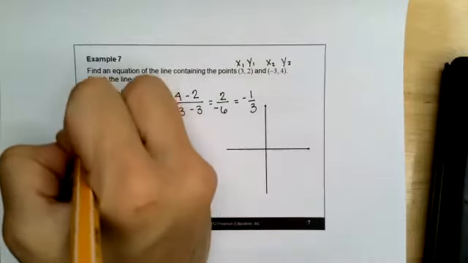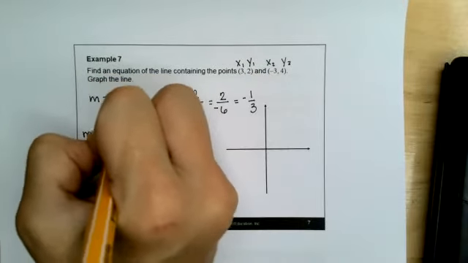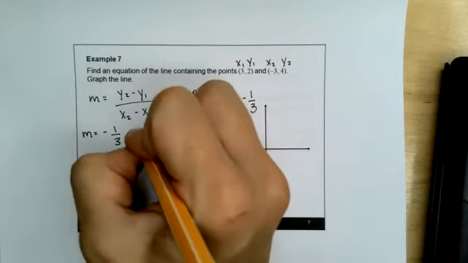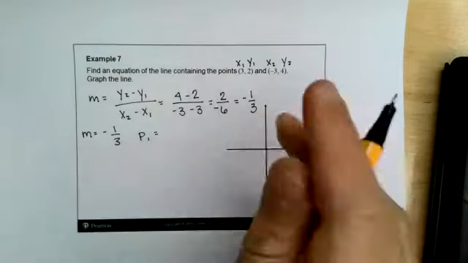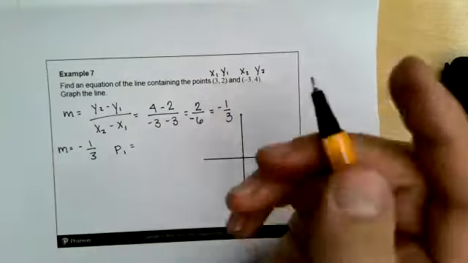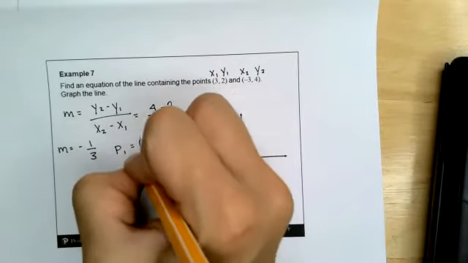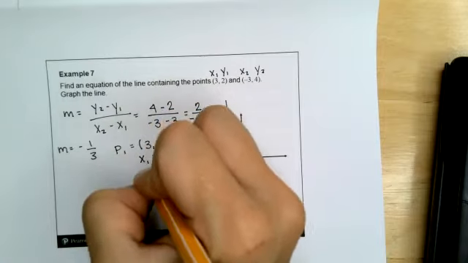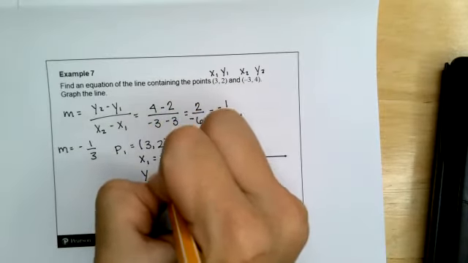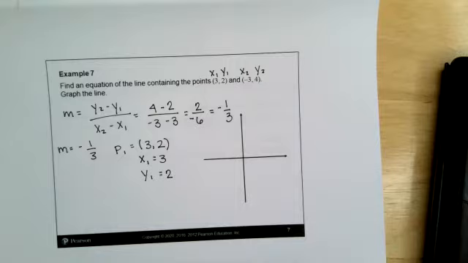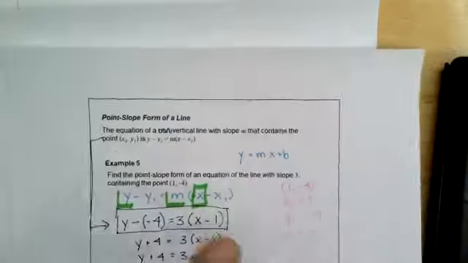Now I have my slope, and I have one point. Just pick whichever one looks the easiest to work with. That one has no negative, so I'm going to say (3, 2). So x1 is 3, y1 is 2, and we're going to go back to that point-slope form of a line.